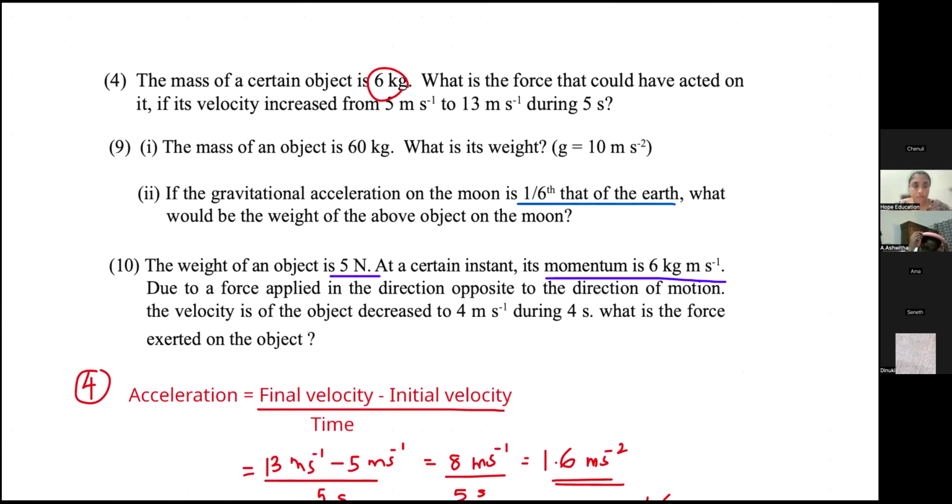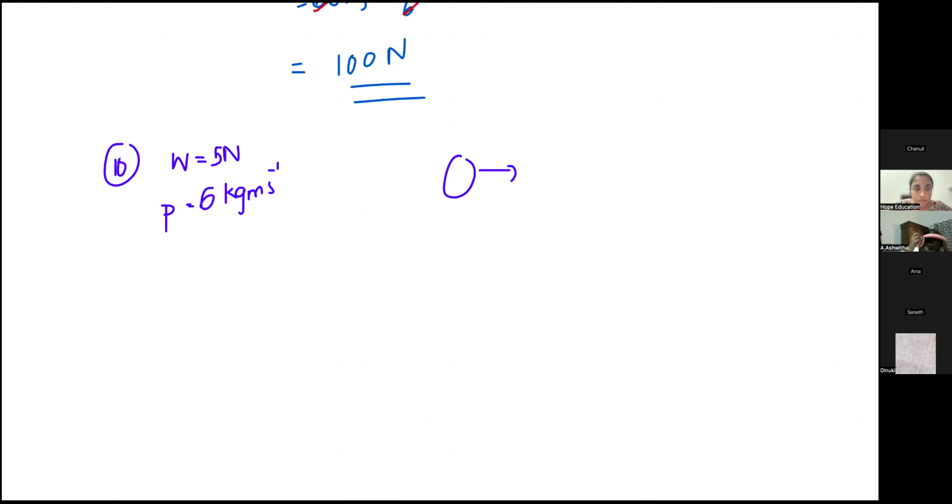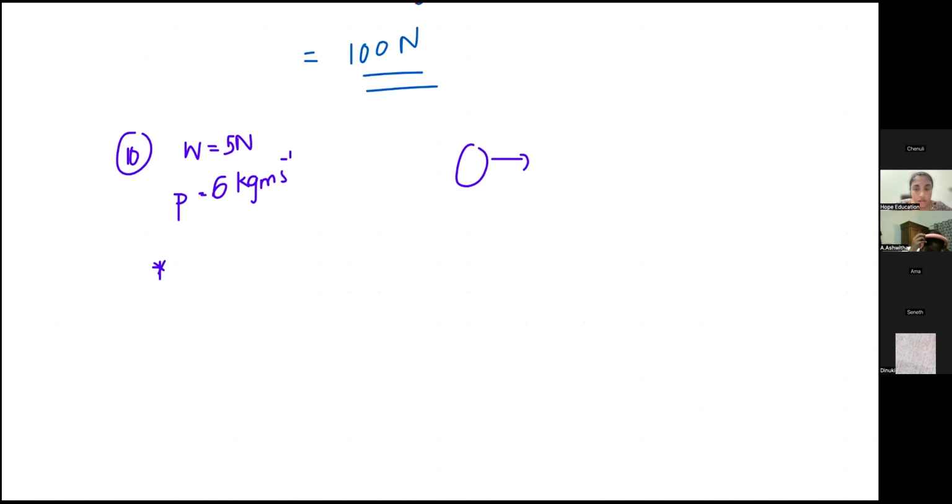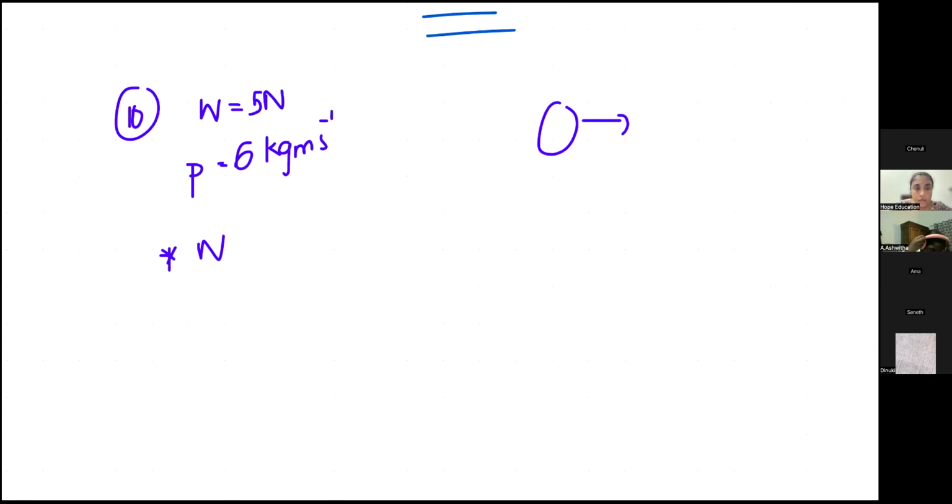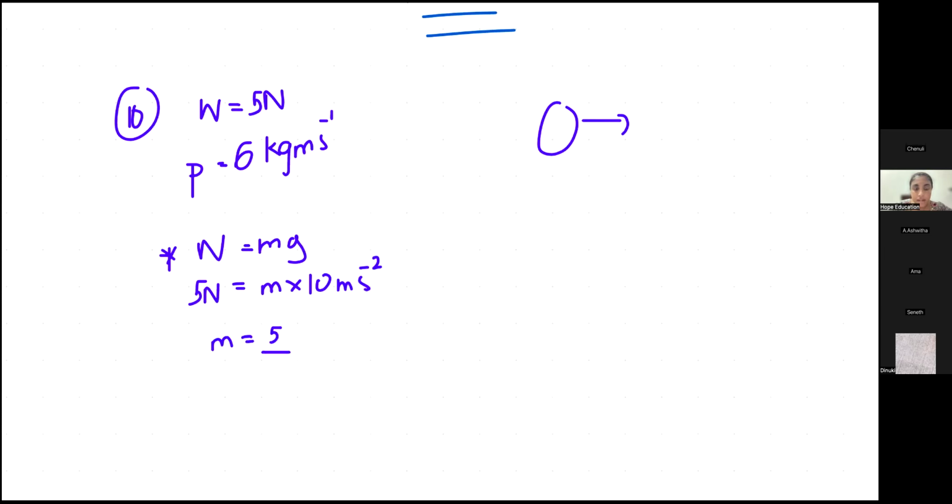Okay, we'll see. Now we know W equals mg, right? The weight has been given as 5 newtons. We don't know the mass. Gravitational acceleration is 10 ms minus 2. So mass is 5 newtons divided by 10. When this 10 is moved to this side it becomes division. So mass is 0.5 kilograms.